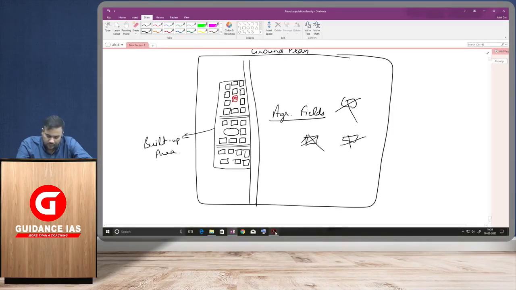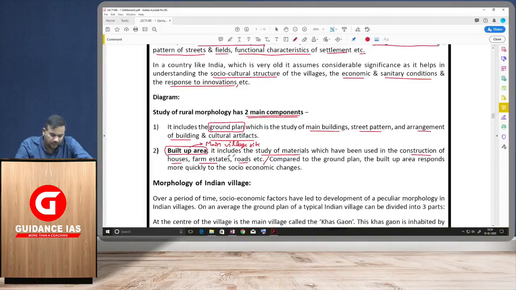So this is what here we are talking about, built up area. It is also written, compared to the ground plan, the built up area responds more quickly to the socio-economic changes. So people, like for example, if you go in the villages today, you will very commonly find that people are now building houses which are more similar to the urban areas. Okay? So again, what is happening? The built up area changes fast. On the other hand, you will find the ground plan changes very slowly.